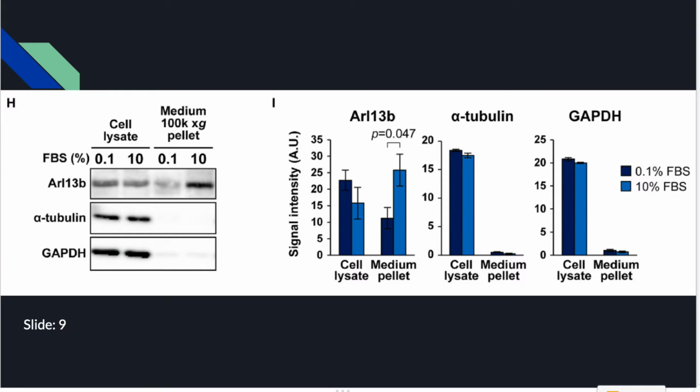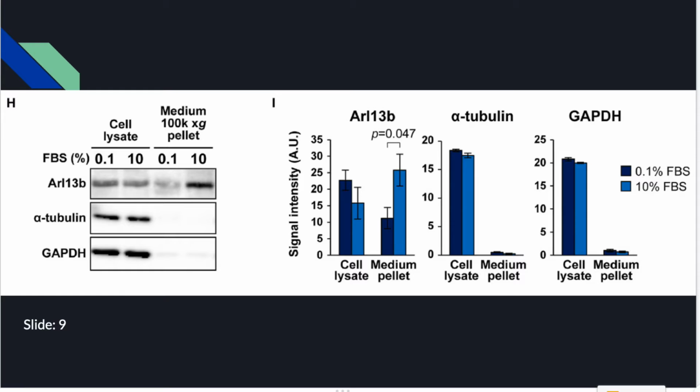And then when they spin down the cell lysate and get the pellet, soluble proteins are not pelleted. So alpha-tubulin in our control that we know is a soluble protein, GAPDH, they're removed from the pellet. But we still have ARL13B present in a very intense band.